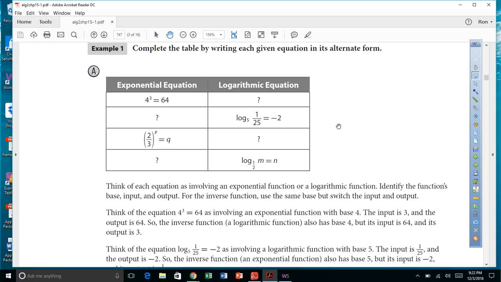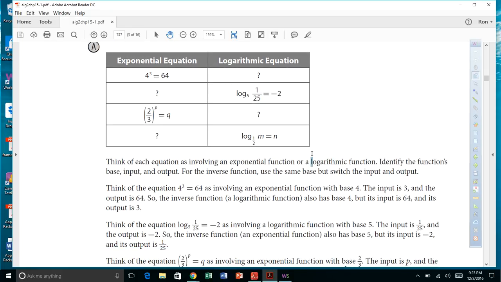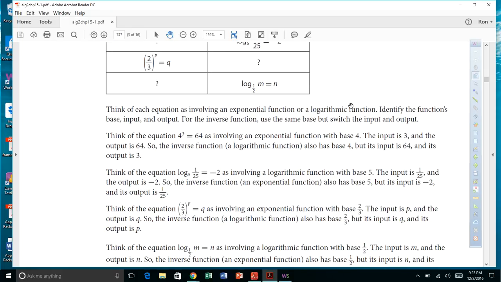Complete the table by writing each given equation in its alternative form. Think of each equation as involving an exponential function or a logarithmic function. Identify the function's base, input, and output. For the inverse function, use the same base but switch the input and output.